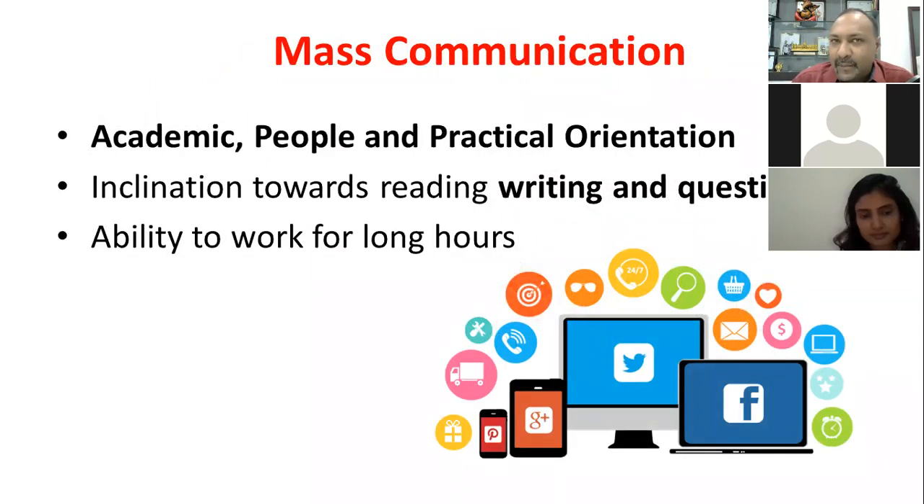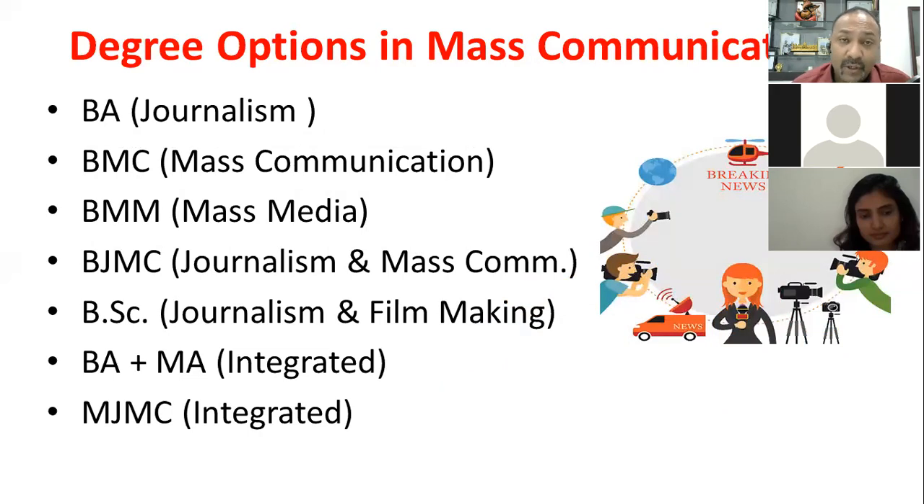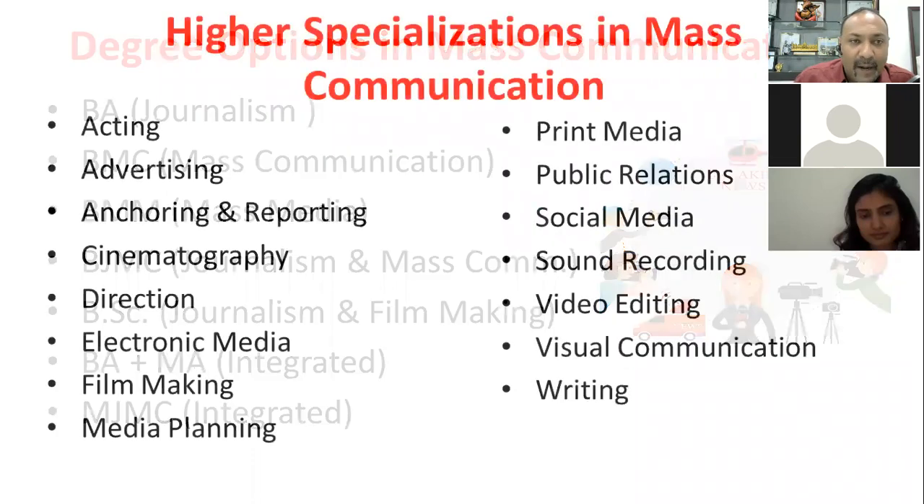Next, we talk about mass communication. If you're again combination of academic, people, and practical orientation, you have strong inclination towards writing and questioning, and you have the ability to work for long hours dedicatedly on a single issue, then mass communication could be an excellent option. You could go for a 3-year BA, BMC, mass media, journalism and mass communication, or BSc in journalism and filmmaking kind of a degree, or you could go for an integrated 5-year degree program.